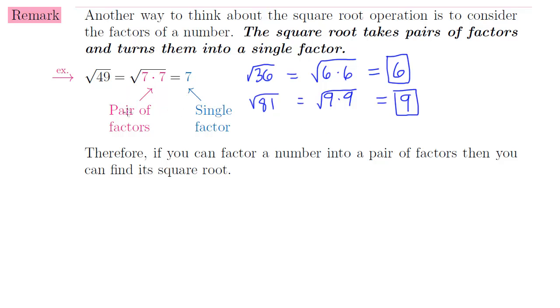So square roots take pairs of factors and turn them into single factors, which means if you can factor the number underneath the square root into a pair of factors, then you can find its square root very easily. So the goal with square roots is to turn the number underneath the square root into a pair of factors, so then you can just take one of those factors to get the square root.